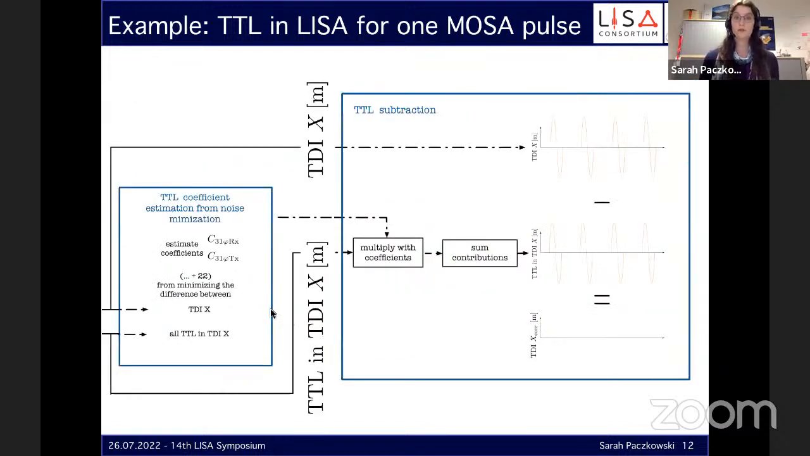So in the next step, we estimate the coefficients via noise minimization between the sum of all these TTL and TDIX contributions and the longitudinal TDIX measurement. And in reality, it's also more complicated than just looking at TDIX. However, for this example, this shall be enough. And then these are used to multiply the pre-computed terms, and they are all summed up. And if you do that right, you get the same amplitude as you have in the original longitudinal TDIX measurement, and then you can subtract and get rid of that.